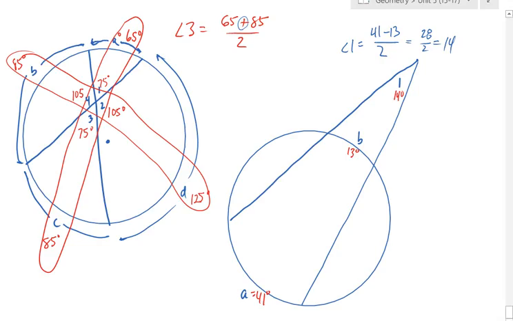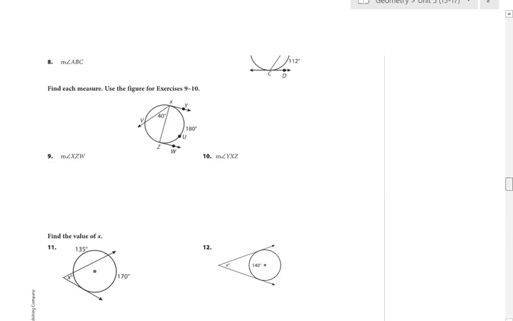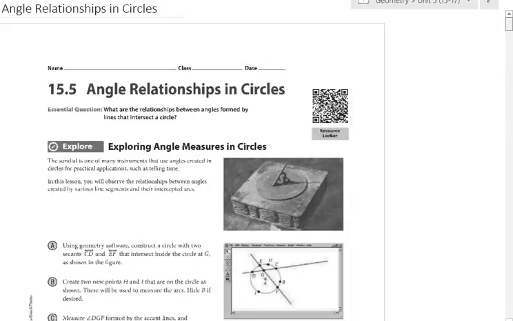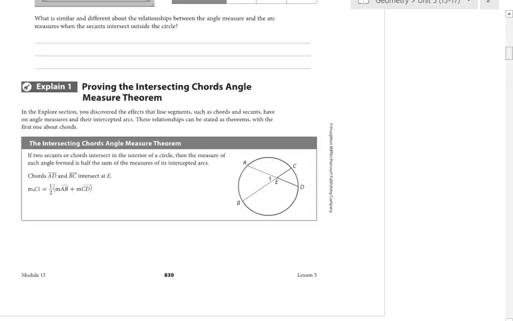Okay, so when the segments intersect inside the circle, we take half the sum of the arcs to get the angle. And when the lines intersect outside of the circle, the angle is half the difference of the two arcs. So half the sum here, half the difference here. Okay, and those are summarized in your notes, in your books on page 830. Go ahead and open up to page 830.